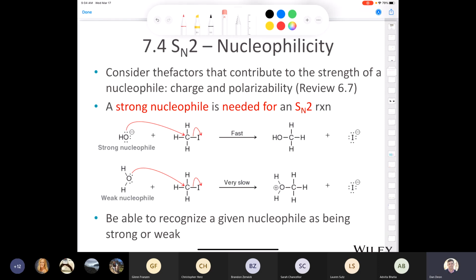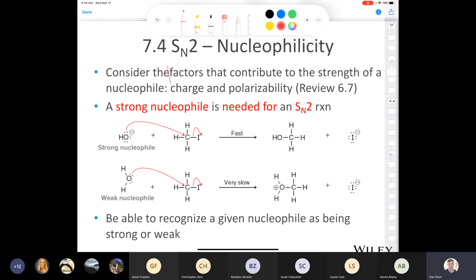We're not only going to talk about nucleophiles, we're also going to talk about the solvent that you do the reaction in. What are you doing there? What's your solvent? We're going to talk about that next. Anyhow, consider the factors that contribute to the strength of a nucleophile. We talked about this in chapter 6, rather.